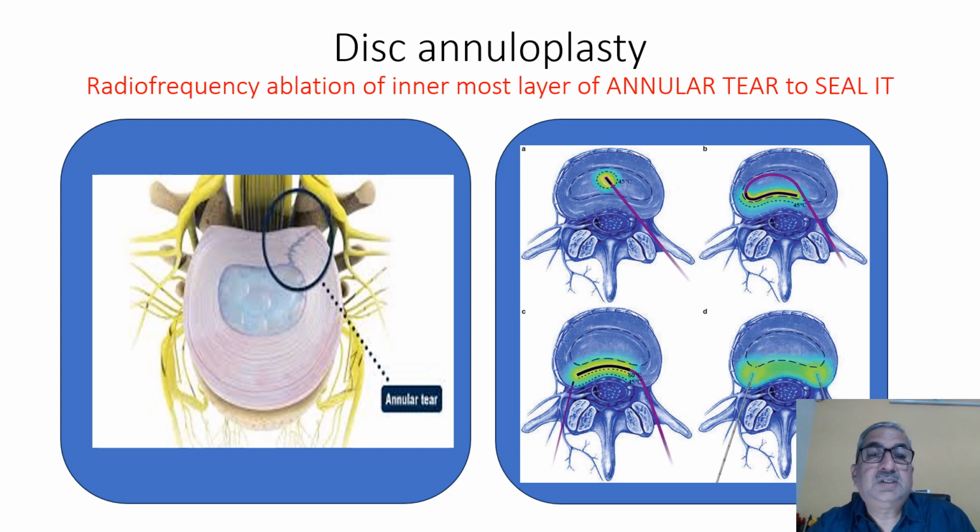Okay, so this is the annulus tear. Can you see this annular tear? This is annulus, this is nucleus, and this is the tear. If the nucleus goes out, then there is irritation of the nerve and there is pain, which annuloplasty addresses by radiofrequency ablation of the innermost layer of the annular tear to seal it and prevent the pain.